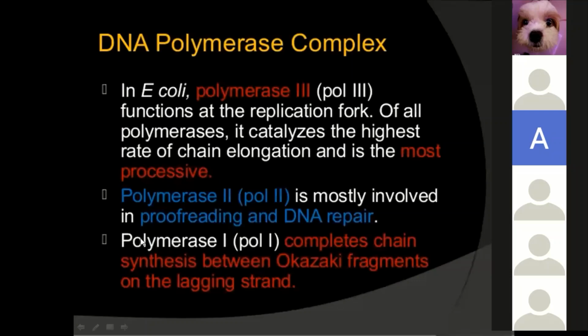So polymerase 3 is responsible for chain elongation. Polymerase 2 is involved in proofreading function and DNA repair. And polymerase 1 completes chain synthesis between Okazaki fragments on the lagging strand. So the main polymerase is polymerase 3, which is responsible for chain elongation, polymerase 2 is for proofreading and DNA repair, and polymerase 1 completes chain synthesis between Okazaki fragments on the lagging strand. So this is for E. coli, fine.